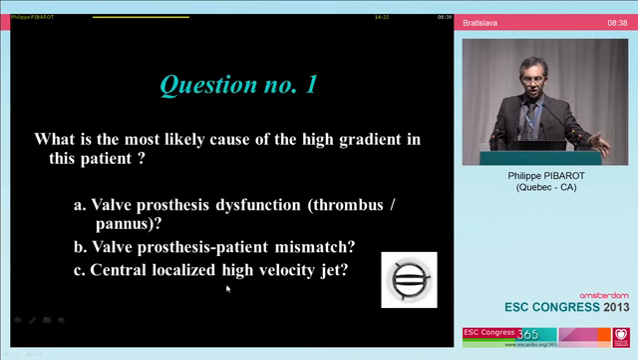And of course, the question here is, is this a dysfunction? And this is a mechanical valve. This could be a thrombus or a pannus. Or is it prosthesis-patient mismatch? Or it could also be, because this is a bileaflet mechanical valve, a localized high gradient within the central orifice. And of course, at this stage, we need more information.